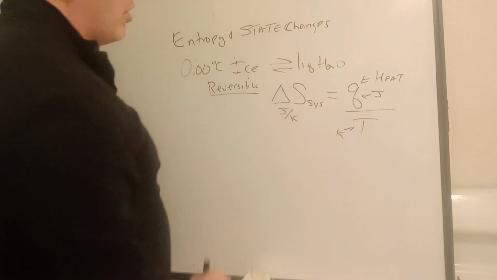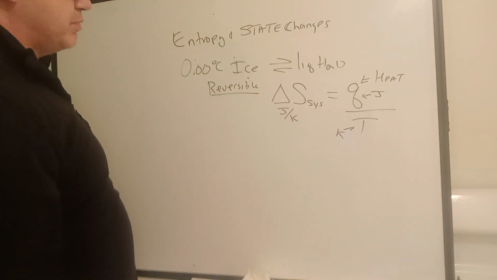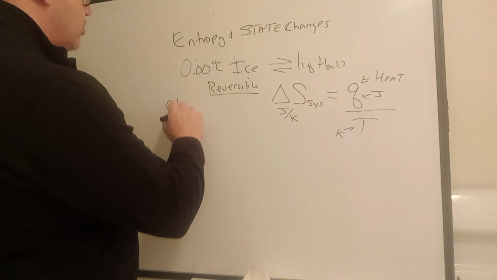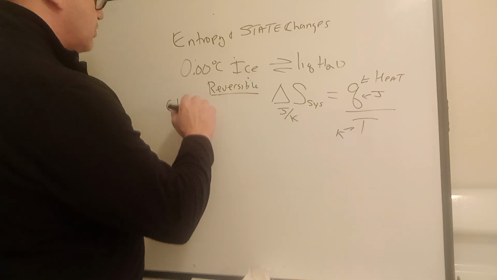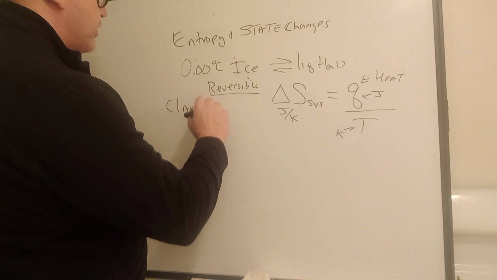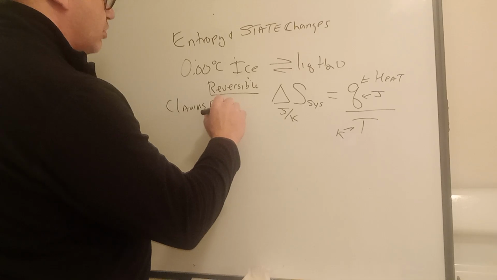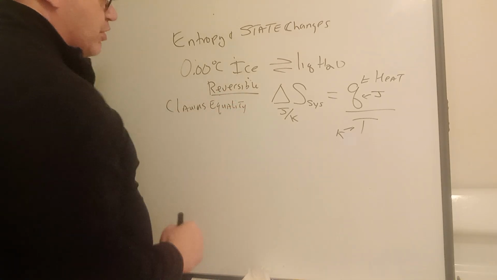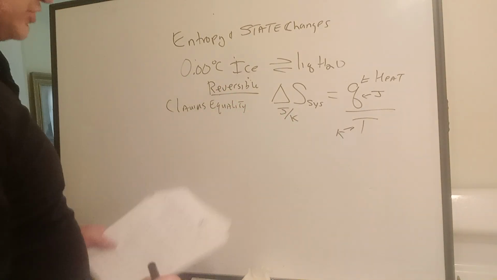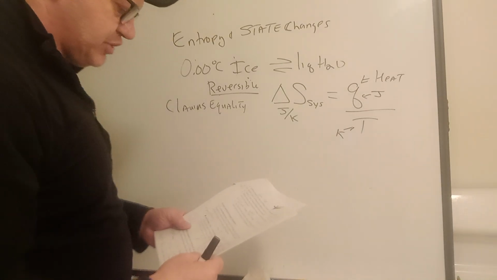This will be called the Clausius equality. Hopefully I can spell it right. Clausius equality, or Clausius relationship. So it's nothing to worry about. It's just the name of the relationship that comes out.